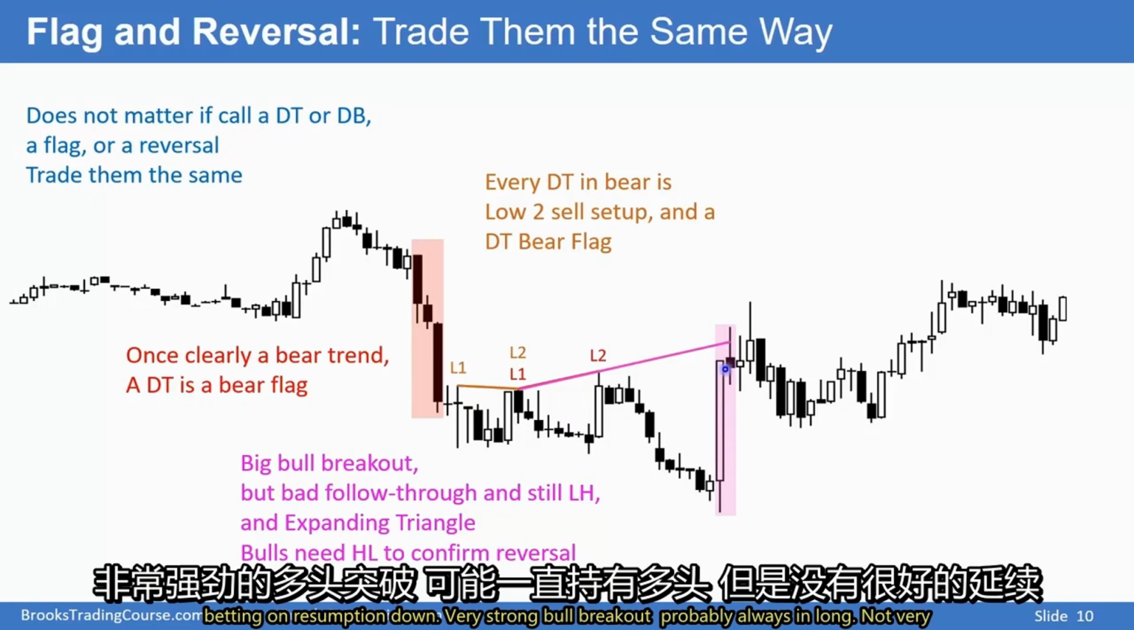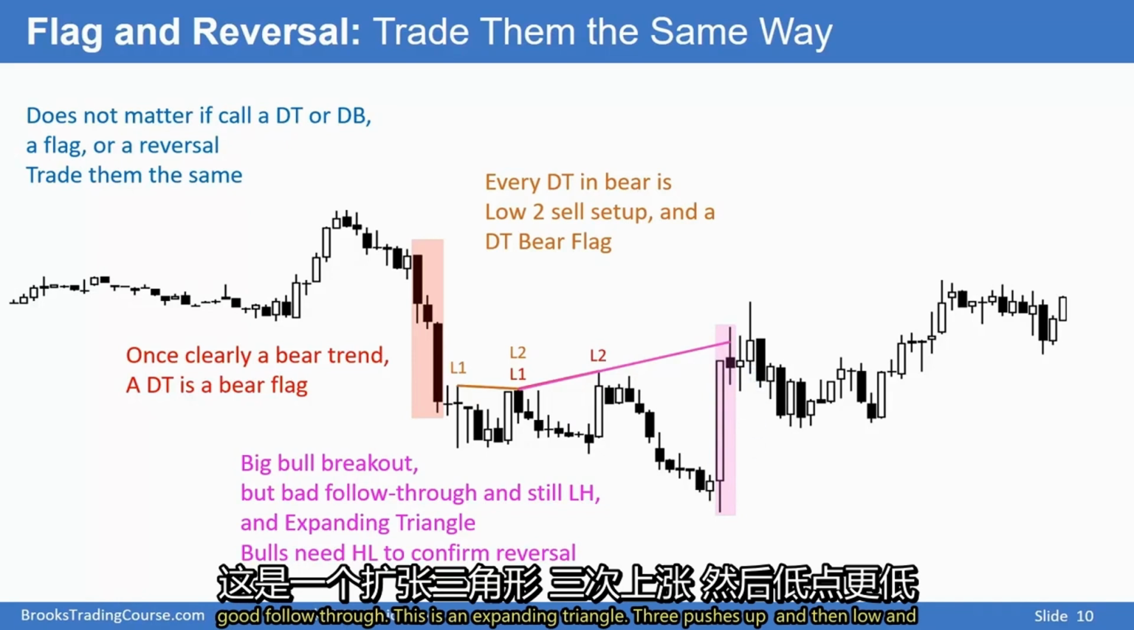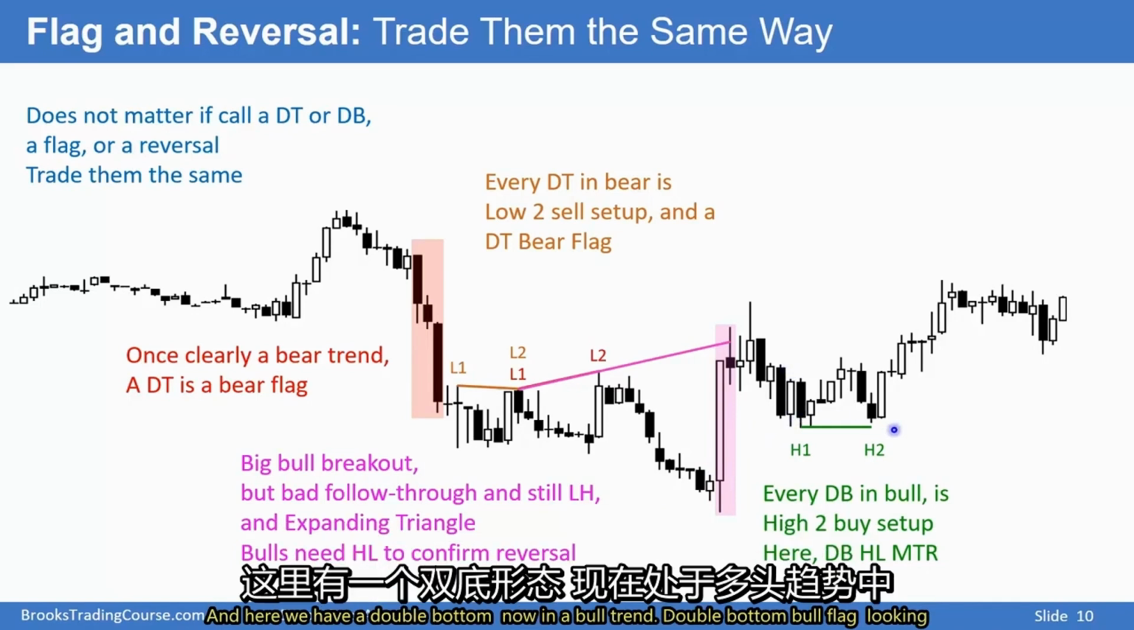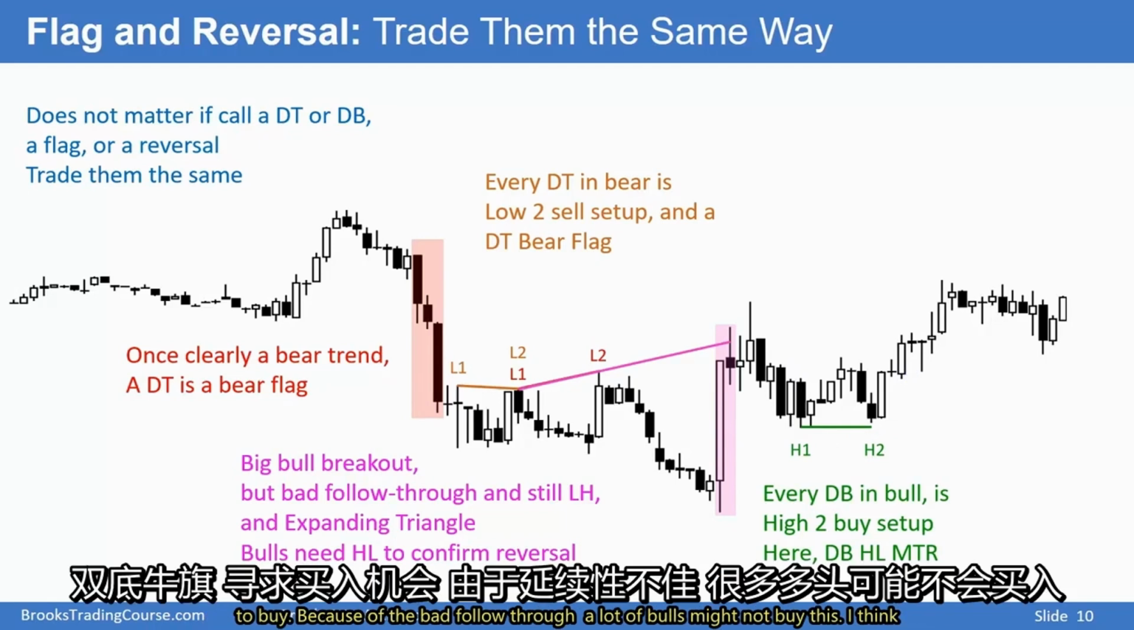Very strong bull breakout, probably always in long. Not very good follow through. This is an expanding triangle. 3 pushes up and then lower low and lower high. So this is an expanding triangle buy signal, and we got a very strong bull breakout. And here we have a double bottom now in a bull trend, double bottom bull flag, looking to buy. Because of the bad follow through, a lot of bulls might not buy this. I think it's okay to buy that.